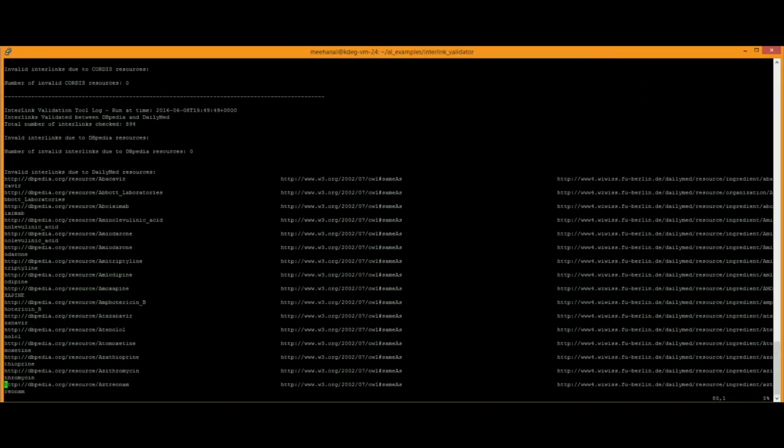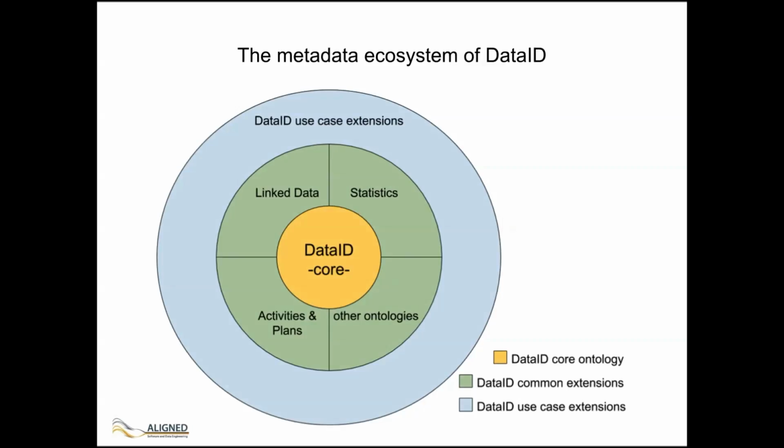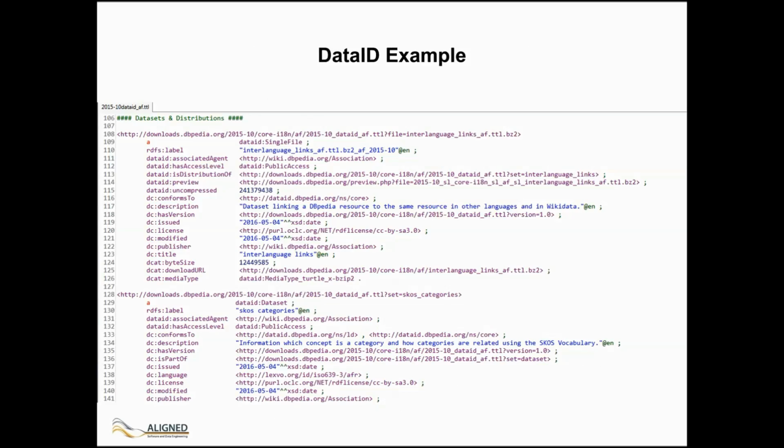DataID is a multi-layered metadata system. Its core ontology provides detailed descriptions of datasets and their different manifestations, as well as relations to agents like persons or organizations in regard to their rights and responsibilities. Multiple extensions to this ontology are used to provide more details on different aspects of dataset metadata, for example, when dealing with linked data datasets.